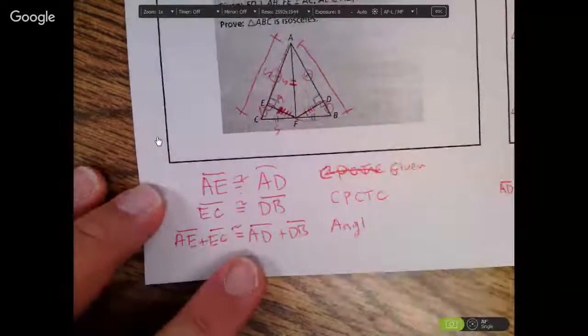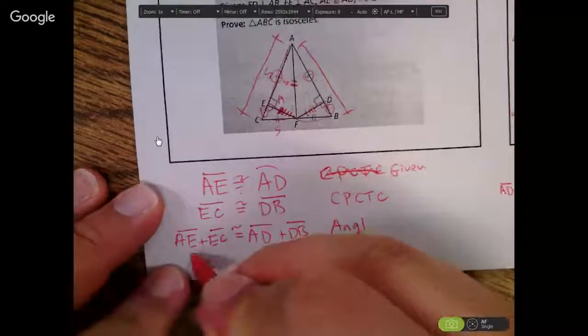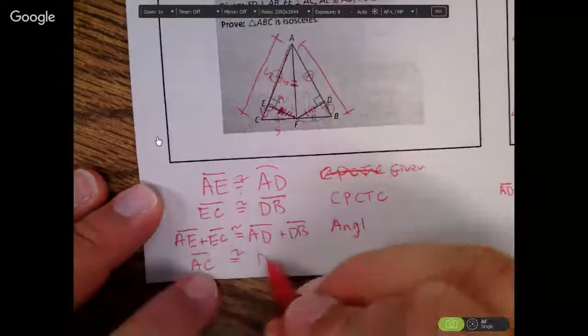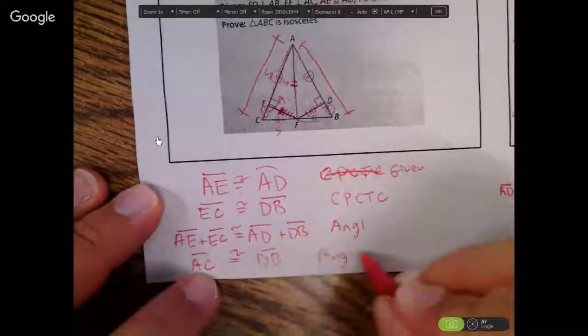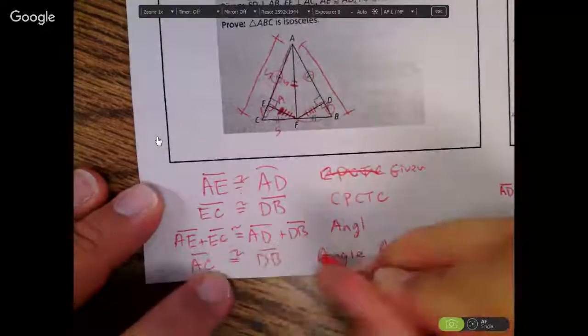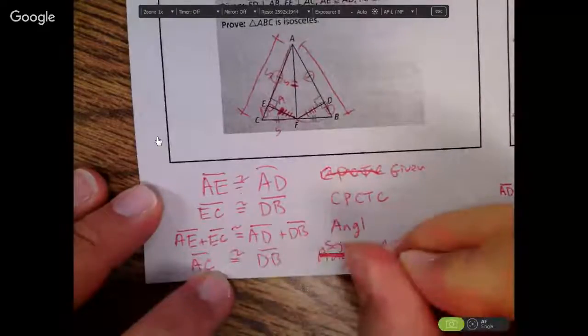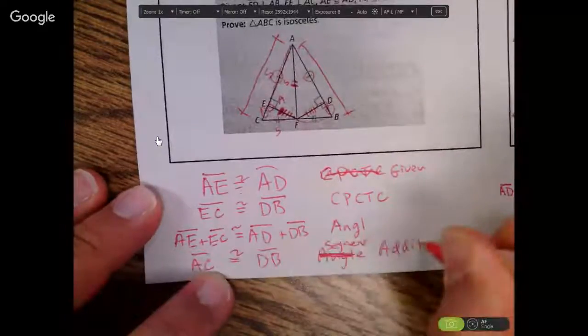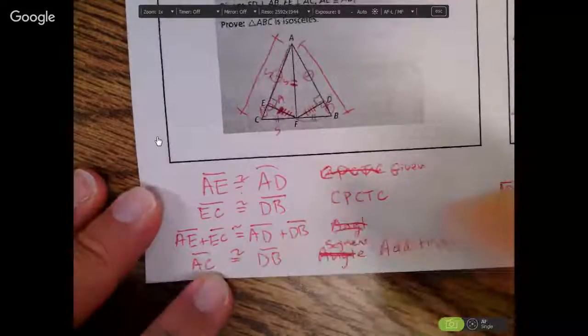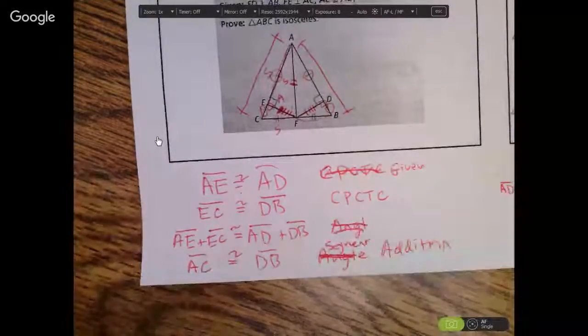I don't think that's right. I don't think it's right either. Angle addition is when you say that AC is congruent to DB. That's angle addition. No, segment, thank you. Well, then what is that? Substitution? And also there's no addition in that. Yeah, there is. We did this. Something that says that if 5 equals 5 and 2 equals 2, then 5 plus 2 equals 5 plus 2.